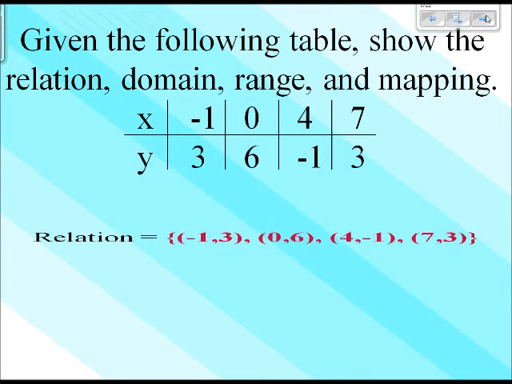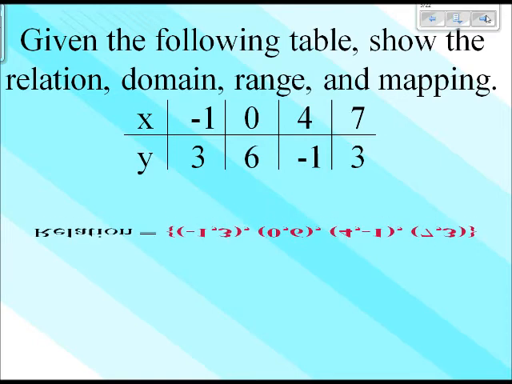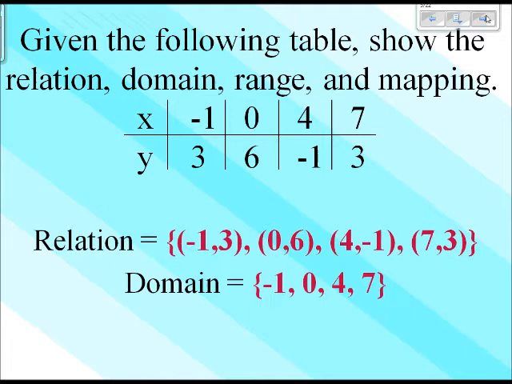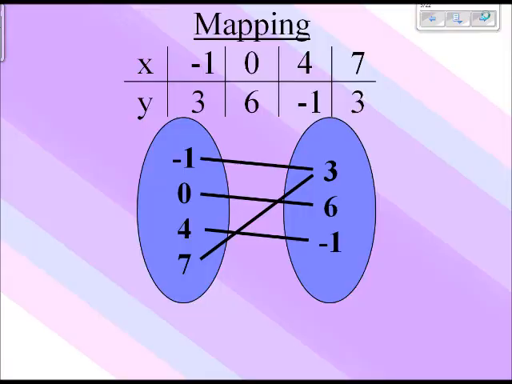All right, relation, it's going to give me the set of ordered pairs that I see there. The domain is all of my x values. The range is all of my y values. And for a mapping, I get this. Okay? -1 maps to 3, 0 maps to 6, 4 maps to -1, and 7 also maps to 3.